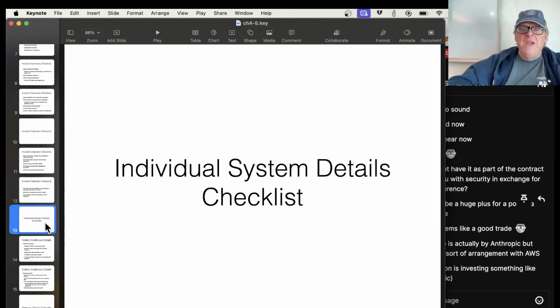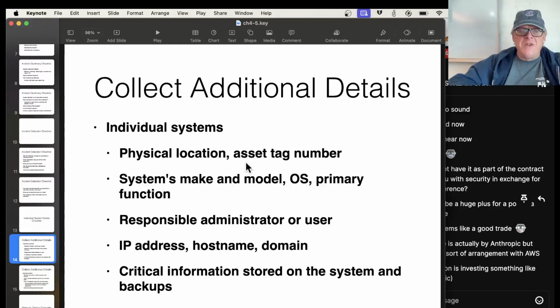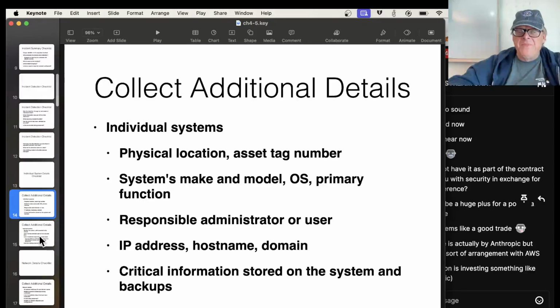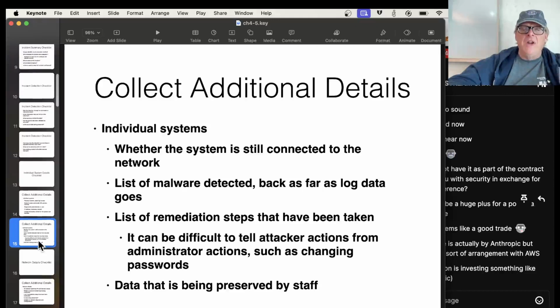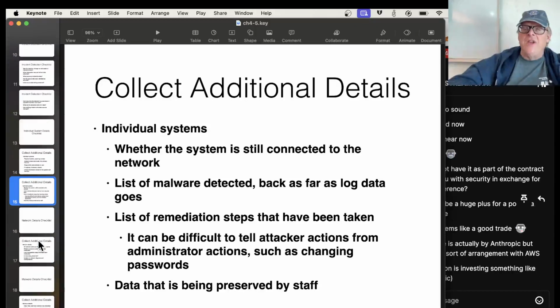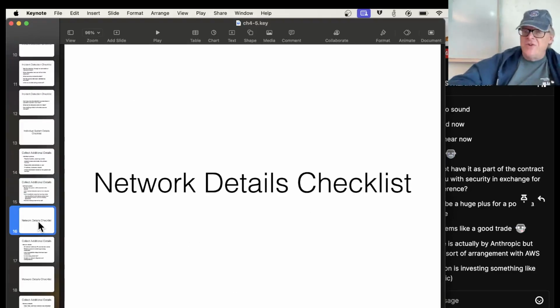So here's the individual system details: physical location, make and model, who's the administrator, IP address, what kind of information is here, and what backups exist. Is it still connected? Is there malware? What remediation steps have been taken? And what data has been preserved? The logical questions, because clearly one thing you're going to want to do at an endpoint is just re-image it and lose everything on it at some point.